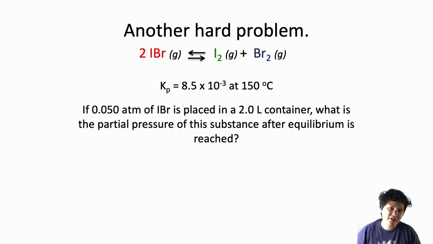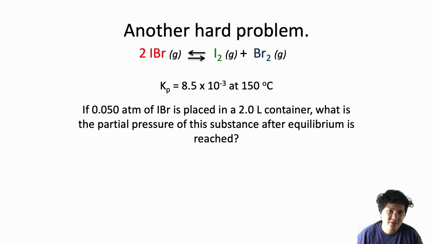And I know it doesn't look hard at first because the reaction looks pretty simple, but it can be a bit tricky. So here's our chemical reaction. 2 molecules of iodine bromide in gaseous form going to iodine gas and bromine gas. So we have an equilibrium constant given. You'll notice this is K sub P rather than K sub C. So we're using pressures in atmospheres rather than concentrations in molarity, but it still works the same way.